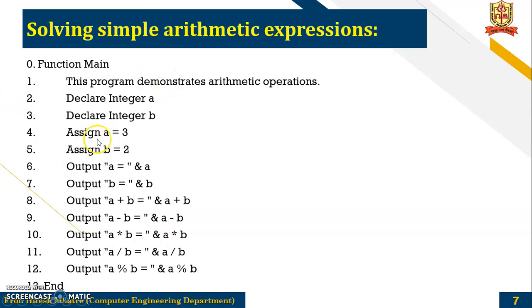Then assign a equal to 3, assign b equal to 2. From this also I get the idea that the value 3 is being assigned to the variable a, and the value 2 is being assigned to variable b. Then output means I have to display this. So output value a, output value b, then output a plus b, output a minus b, output a multiplication b, output a division b, and output a modulus b. So these are the arithmetic operations that are going to be performed on these variables a and b, and then end. So just simple English language plus some programming terms.